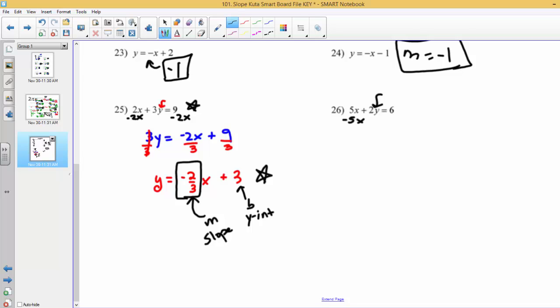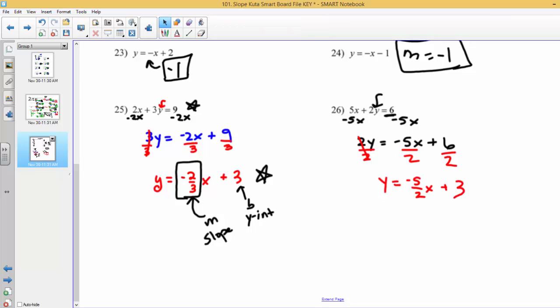First step, subtract 5x. So you now have 2y equals negative 5x plus 6. Don't forget about that. And then to get the y alone, you're undoing the multiplication of 2, and you are dividing by 2 to undo it. So y is equal to negative 5/2 x plus 3. I'm going to leave it at 5/2.